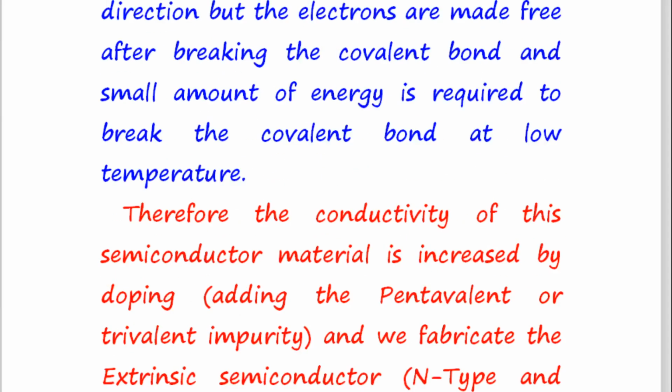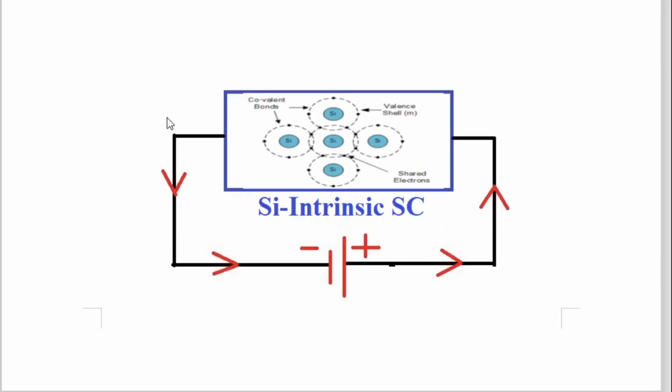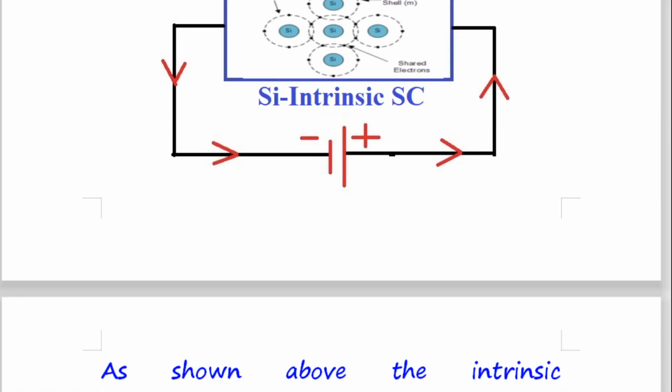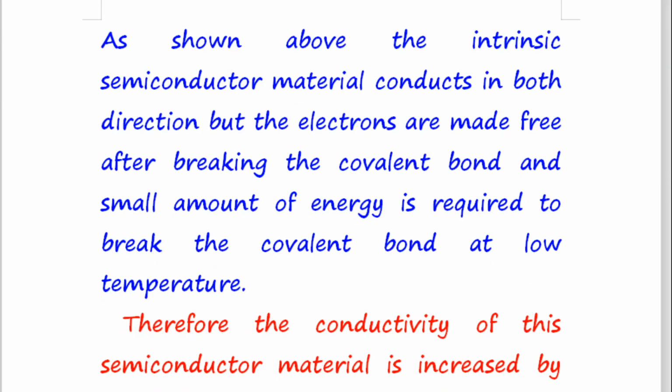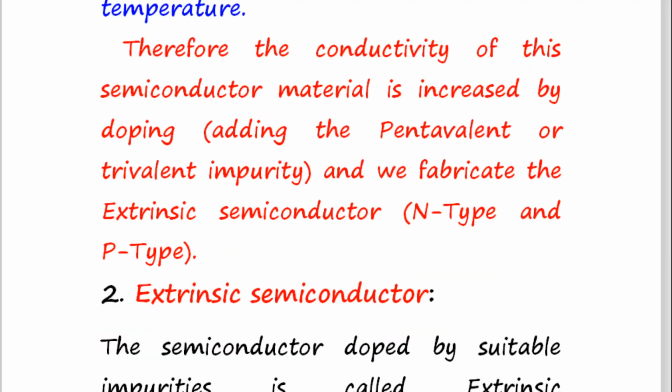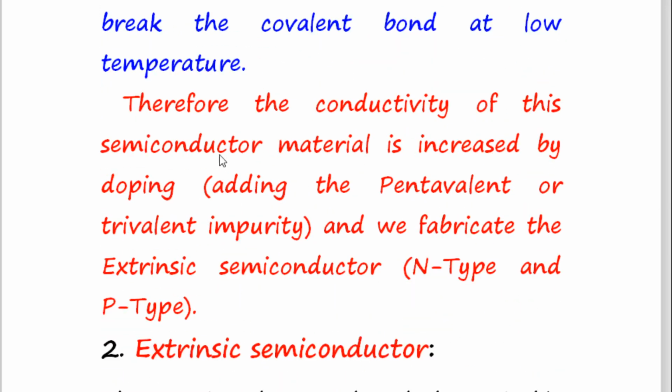Now, what is the problem? The problem with a pure semiconductor is we need to break the covalent bond, and only after breaking the covalent bond, what happens? The current starts flowing. So if you want to save the amount of energy required to break the covalent bond, you apply one logic: therefore the conductivity of this semiconductor material, that is the pure semiconductor material, is increased by doping.